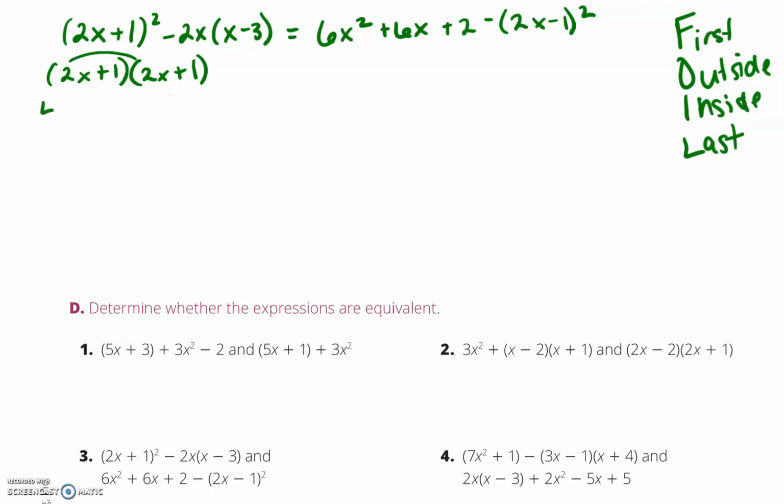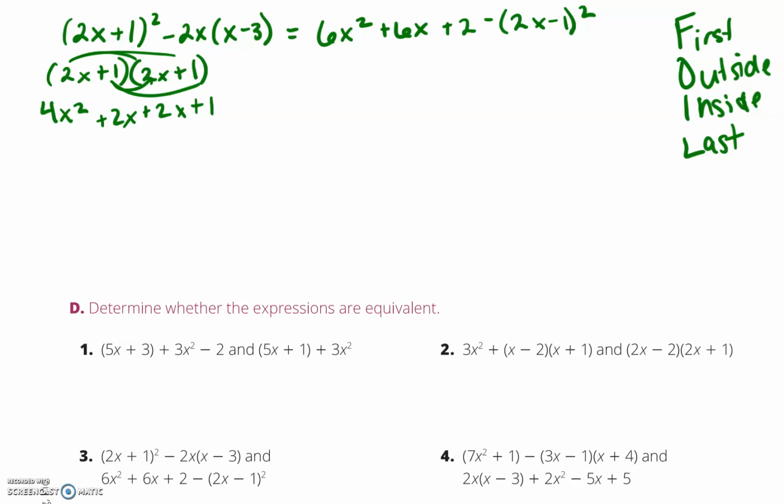2x times 2x would be 4x squared. Take the outside term, so the bread to the peanut butter and jelly, if you will. 2x times 1 would be 2x. And then the inside, so the peanut butter and jelly, the inside pieces, 1 times 2x, which would be 2x. And then the last values in the parentheses, 1 times 1 would be positive 1.